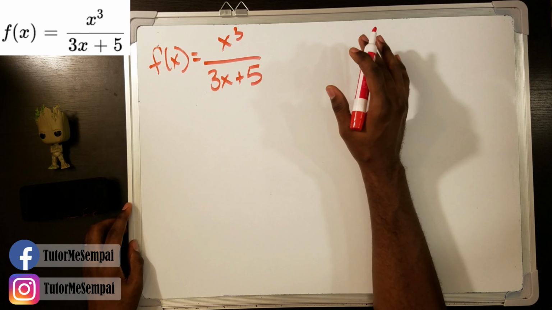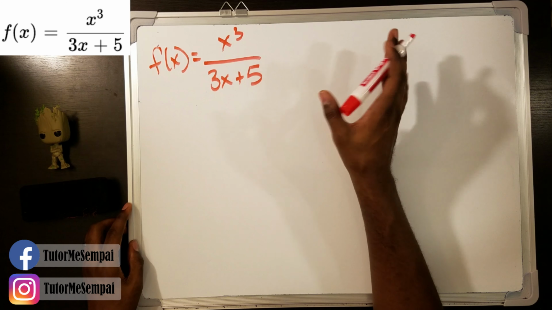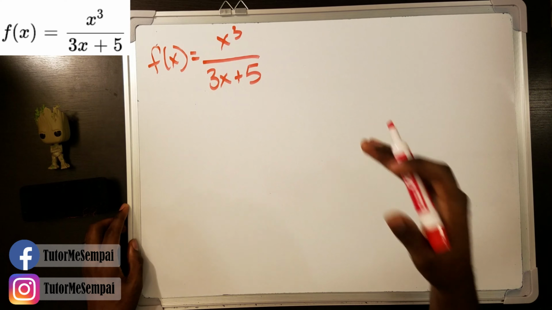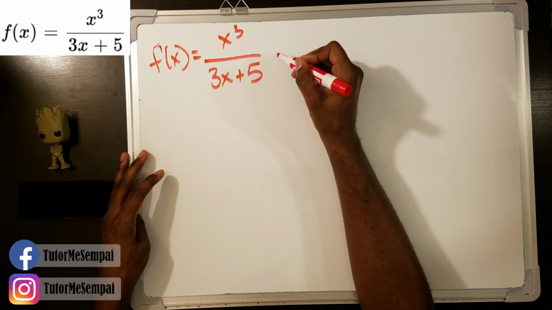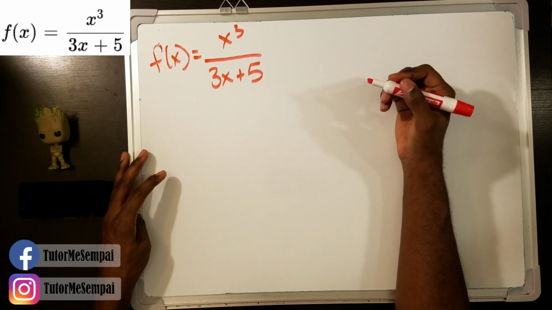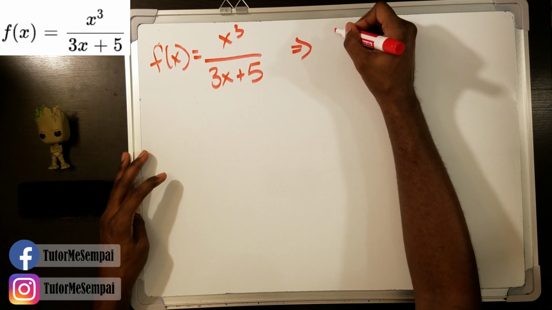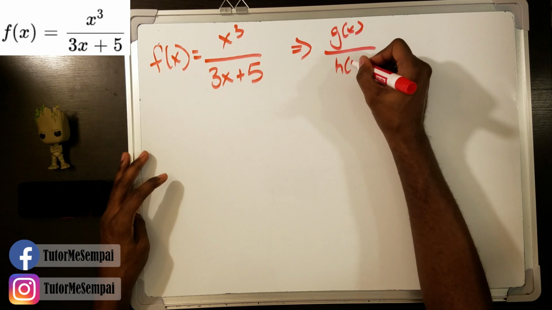So if you haven't seen my video on the power rule, I recommend you pause this one just for a little while, check that one out really quickly, and come back because we're going to be using the power rule in conjunction with this quotient rule. So going back to our function for today, we're going to rewrite this in general terms, and we're going to give the top a function of g of x, and the bottom the function of h of x.